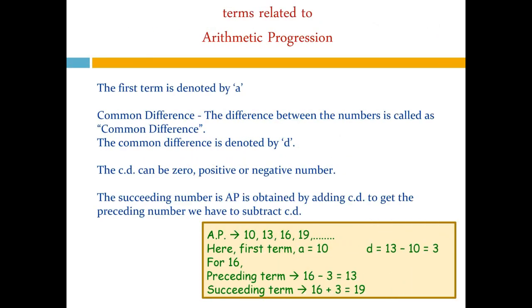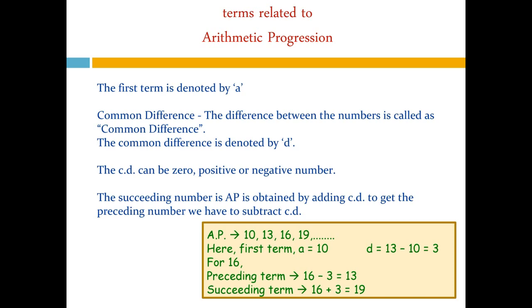Now let us see few important terms related to the arithmetic progression. The first term of arithmetic progression is always denoted by A. The common difference is denoted by D. This common difference can be 0 or any positive or negative number. Now let us see how to get the preceding and succeeding terms of the AP.